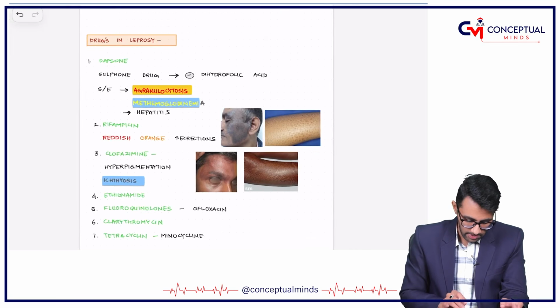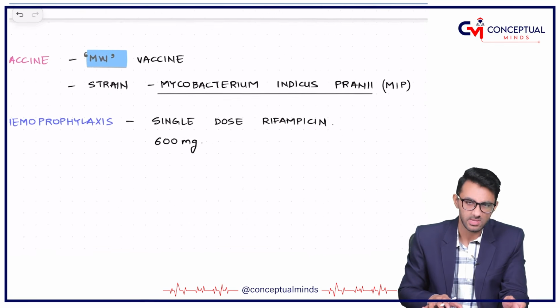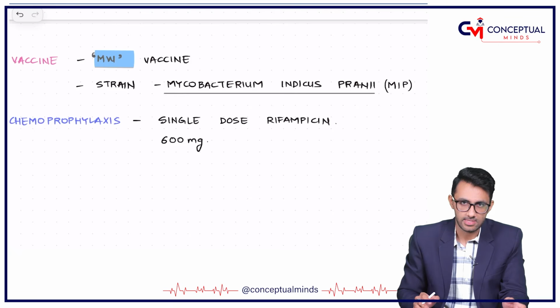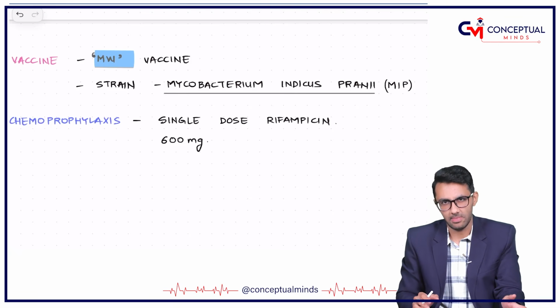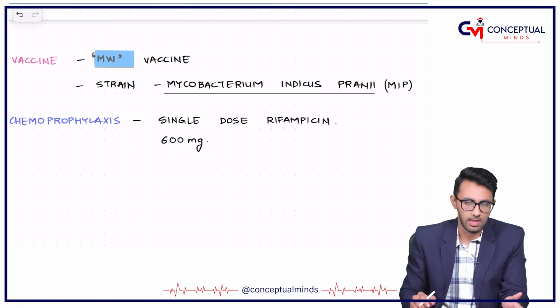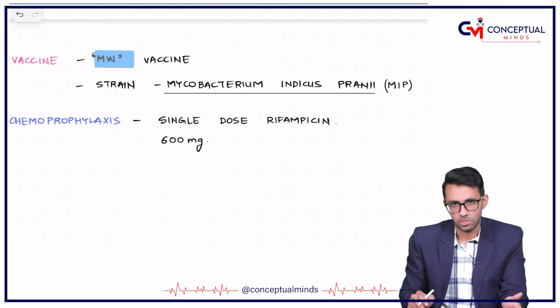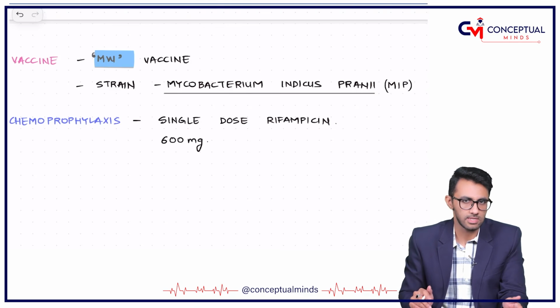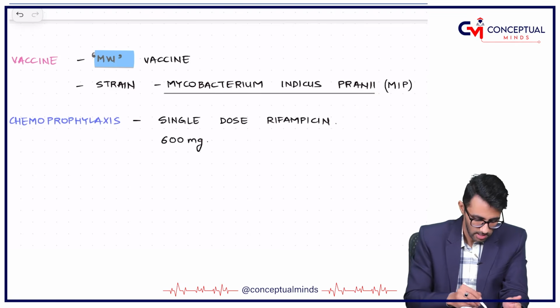The last point is about the vaccines. Just tell me about the strain. It is Mycobacterium indicus pranii, MIP. And how would you manage chemoprophylaxis if somebody is exposed to the bacteria? You would give dapsone, and rifampicin 600 mg. That would be the chemoprophylaxis.